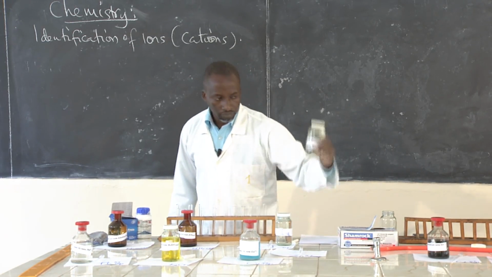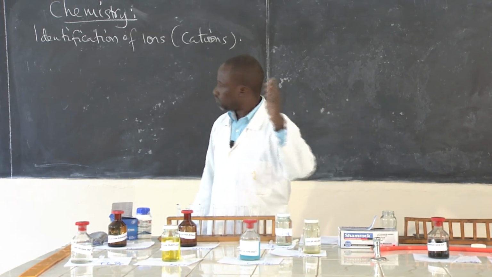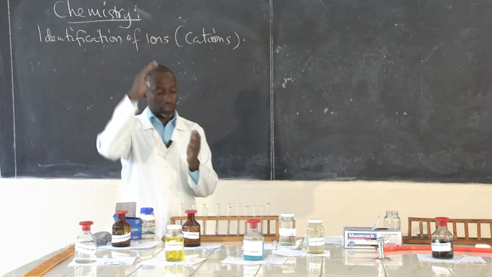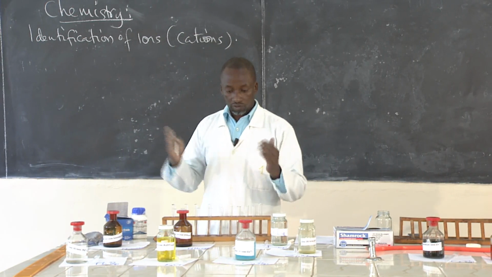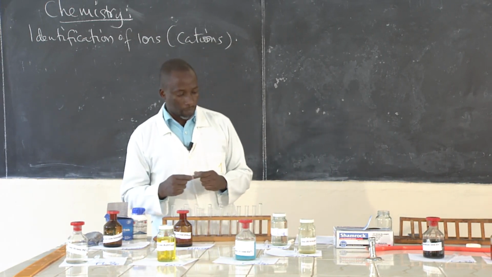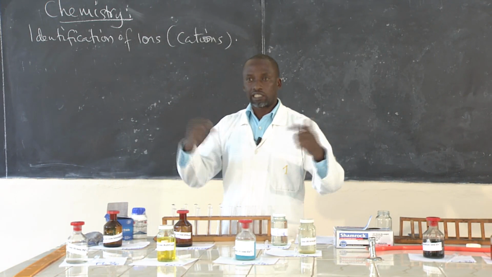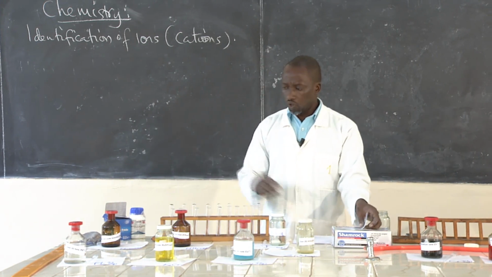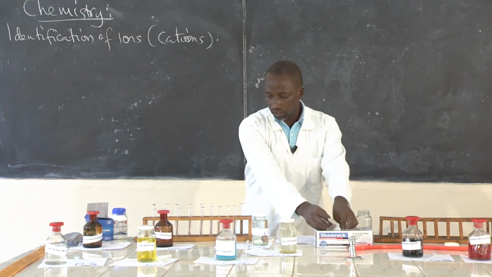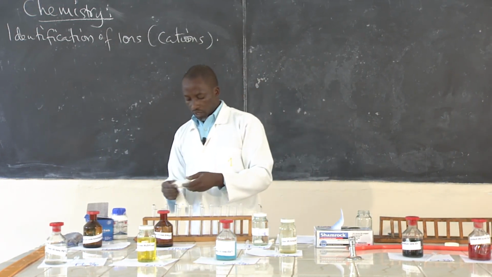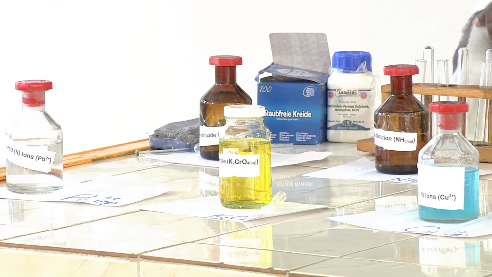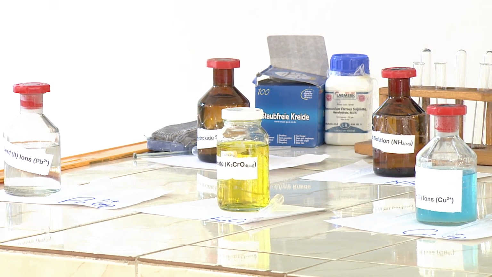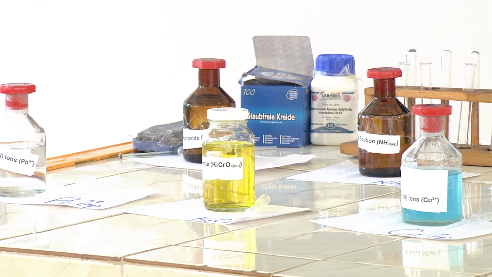The zinc looks colorless for the reasons I hope you discussed, because its d orbital is full, and therefore the splitting and the movement of the electrons can't give it a color. So let's right away start the experiment, and then we see how we can identify these ions. For the purposes of precaution, these are precautionary measures.